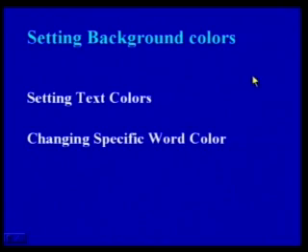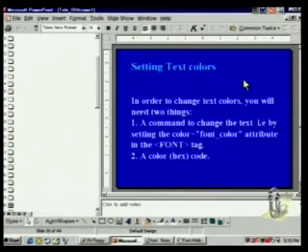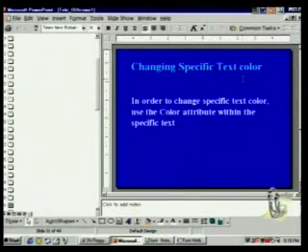Setting background colors. You can choose colors to change the text or a specific word. Just now you used the font tag to change the whole of the text color. Let's say you want to change the color of a specific word. How do you change it? You just surround that particular word with the font commands. Setting text colors I just now showed you. In order to change specific text color, use the color attribute within the specific text.